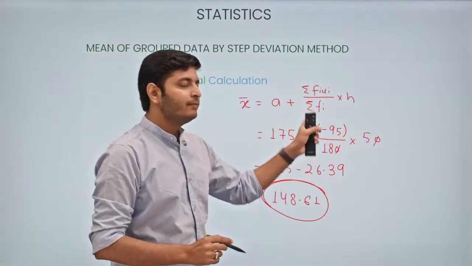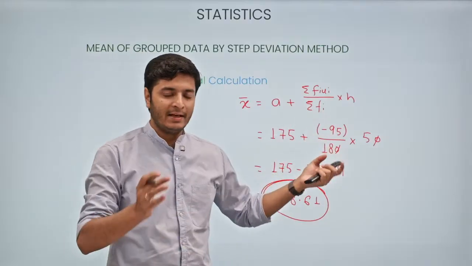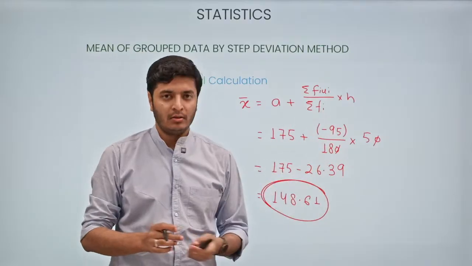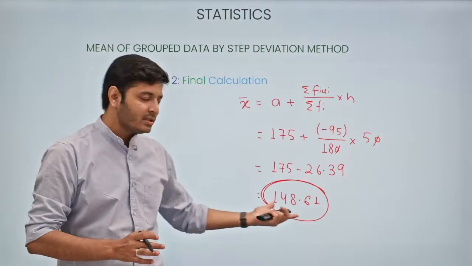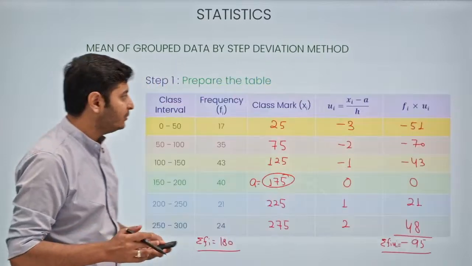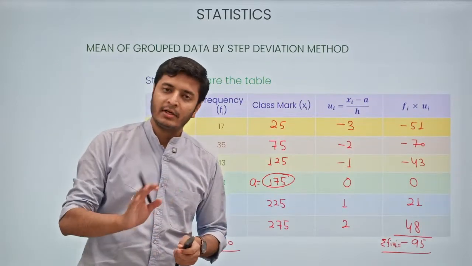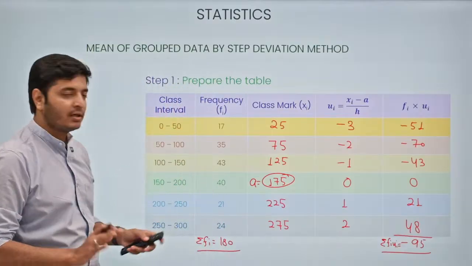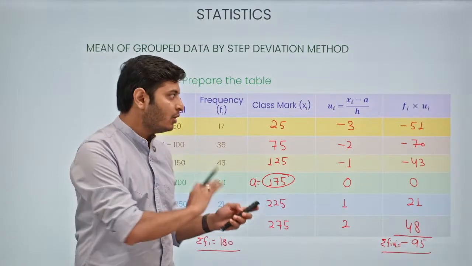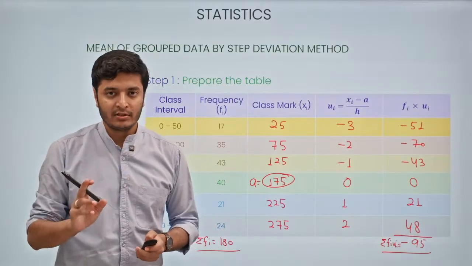Even though we are getting the value of summation fi ui as a negative value, the overall mean of the problem is absolutely positive, that is 148.61, because the mean can be a value which is in between these values only, no? So 148.61 is in between 0 and 300. So this is how you are going to calculate the mean of grouped data using the step deviation method.